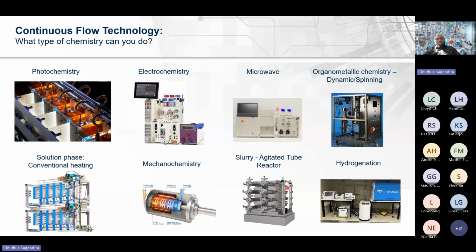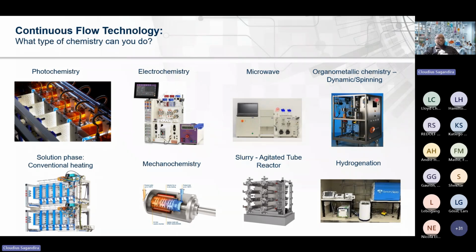What type of chemistry can be done? I think it's a question most people are having. What type of chemistry can you really do? Is it limited? You can do photochemistry in flow. You can do electrochemistry in flow. You can use microwave heating instead of the traditional way of heating. You can do organometallic chemistry in flow, where you use reactors with a spinning disk or agitation.